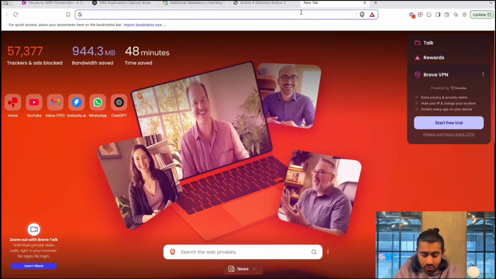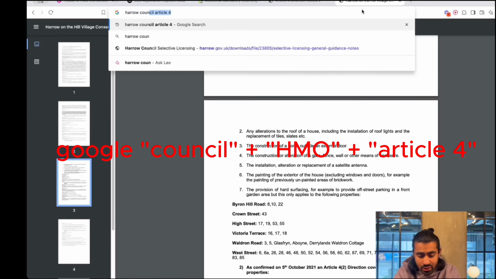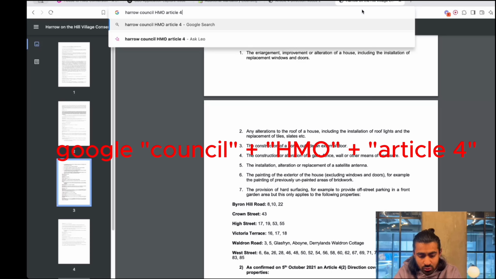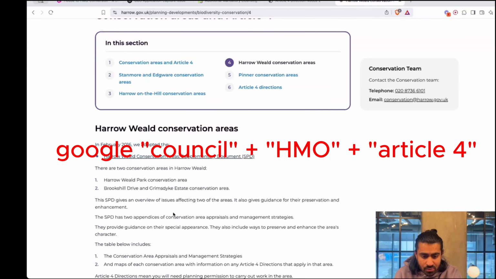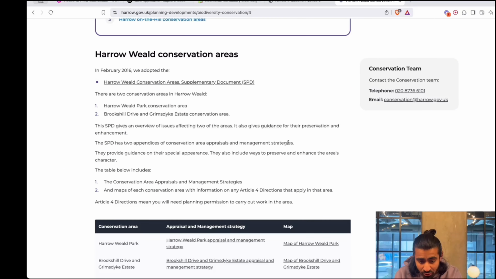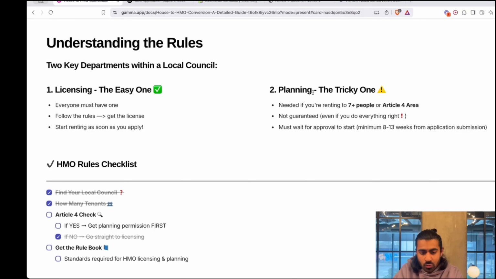Now, let's take another council. Let's say Harrow Council, Article 4. In Harrow Council, HMO, Article 4. Yeah, and nothing really comes up. So in Harrow, if you were to turn your property into a HMO, you can do so without requiring planning permission for up to 6 people. But remember, if you were to apply for 7 or more people in Harrow, then you would still need planning permission.